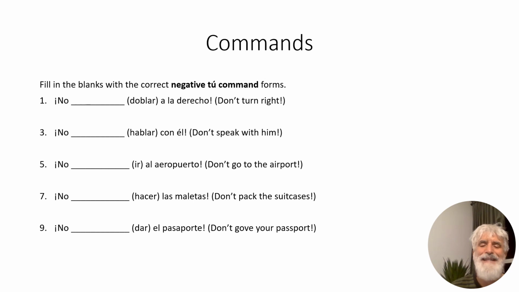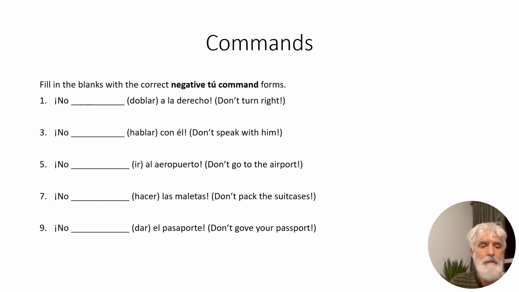Here we have some negative tú commands, okay? So in this unit, we've learned positive and negative commands for usted, the formal you, and for ustedes, the plural you all. But we've also learned negative tú commands, and so let's do them now. We know how to do them. We've got to get the yo form of the verb, drop the O. If it's an AR verb, we put an E ending on it. If it's an ER or IR verb, we put an A ending on it.